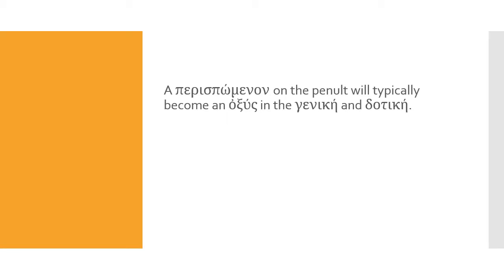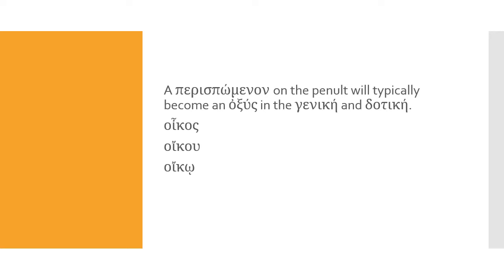For similar reasons, a perispomenon on the penult, that is the second last syllable, will typically become an oxus in the genike and the dotike. What does that mean and what does that look like? Oikos, house, home, family. Oikos has a perispomenon, has a circumflex. In the genike, that turns into oxus, uku.